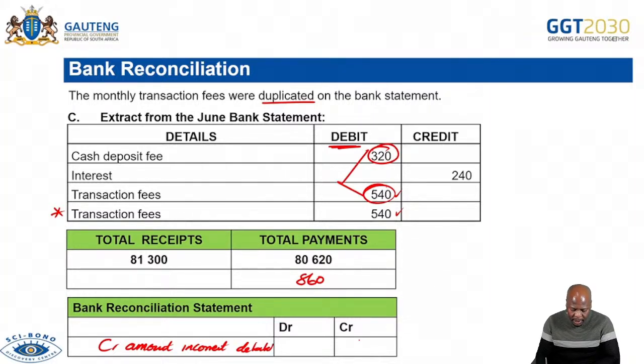So we credit, how much is that? 540. Like that. Okay? Because they debited us incorrectly. So in the BRS, we credit that amount that was incorrectly debited. Can I move on? Okay.